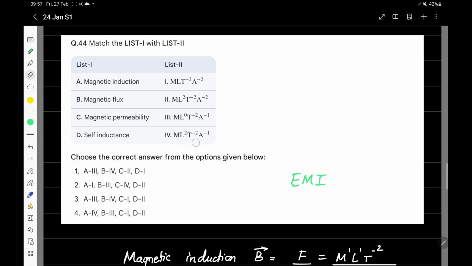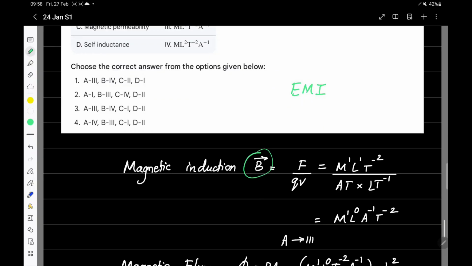So let's begin. The first quantity is magnetic induction. Magnetic induction generally refers to magnetic field. By the Lorentz force formula we know QVB is equal to the value of force. That means magnetic field is equal to F by QV. So I've written the dimension of force.